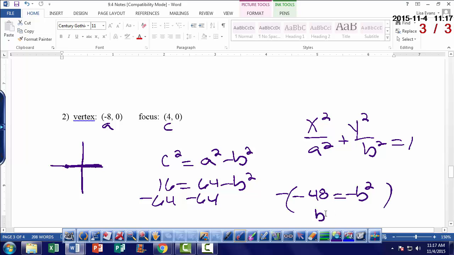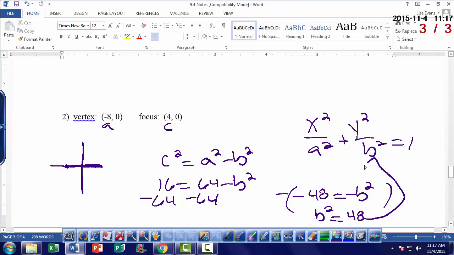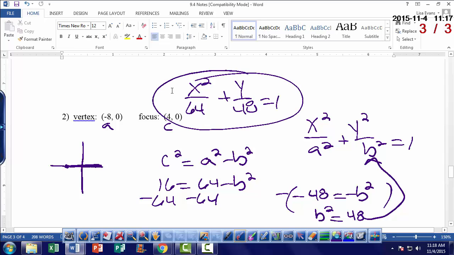Now the good news is on this problem, you don't need to calculate b because we're plugging in b squared. So why square root it just to square it again? Just take b squared and plug it in. So my answer to this equation is x squared over our a, which is 64, because I'm squaring negative 8, plus y squared over 48 equals 1. Okay? Let's go ahead and try the last problem together, and then I'll let you try the U-try on your own.